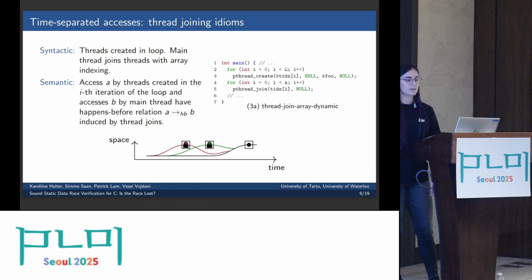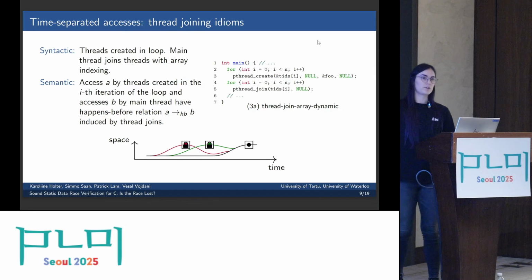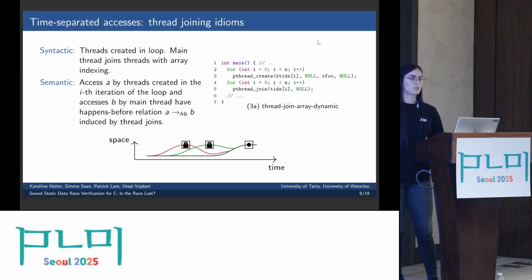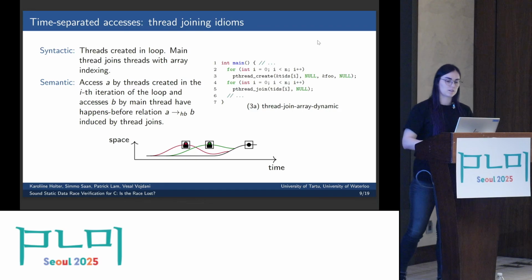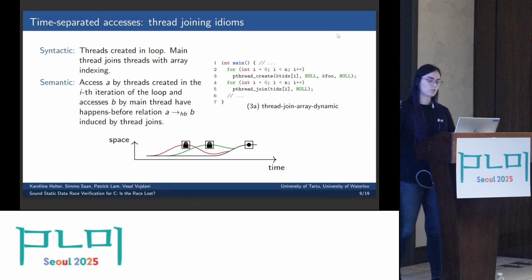So moving on to time-separated accesses, there are thread joining idioms. Syntactically, what happens is threads are created within a looping construct, and then the same threads are joined within the looping construct. So all of the accesses that the main thread does after the threads are joined are in a happens-before relationship. So there's time separation. But the threads themselves, when they do accesses, there must be some synchronization, either locks or whatever.